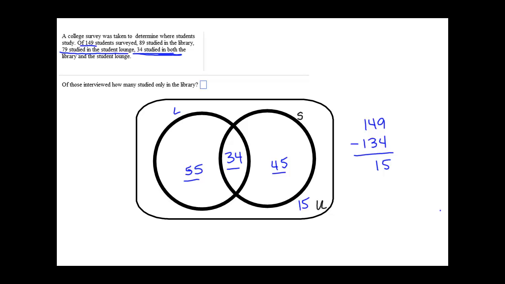So let's go through a series of questions now that we've represented the problem on our Venn diagram. The first is, of those interviewed, how many studied only in the library? The Venn diagram would show that this would be the area of students who would have only studied in the library. 34 would be the intersection of both that was given to us in the problem. 45 would be the number of students who only studied in the student lounge. So the answer for this part of the problem would be 55.